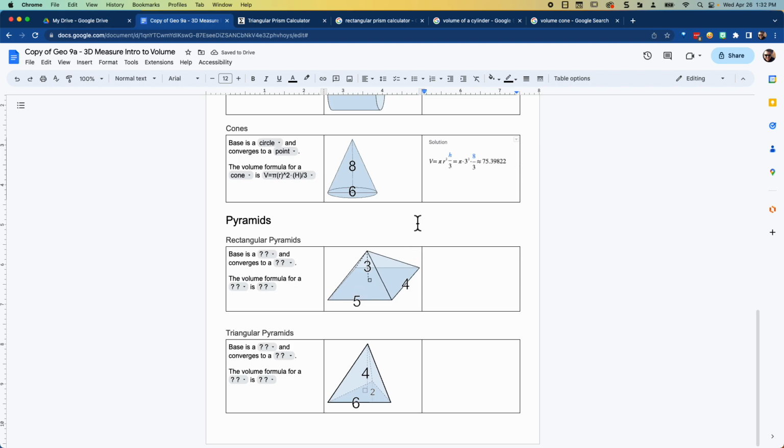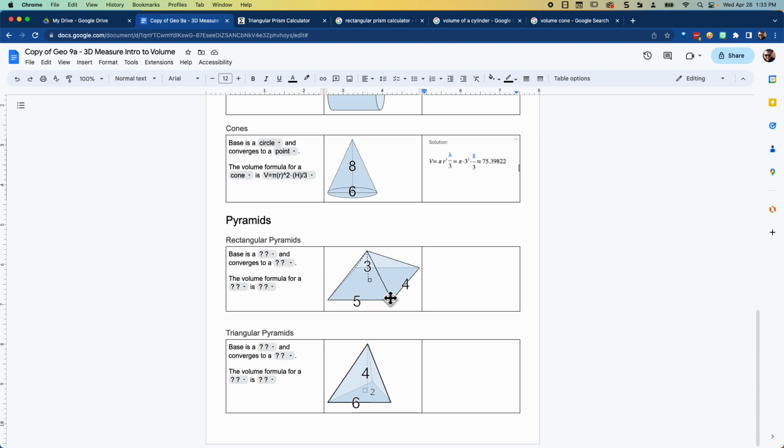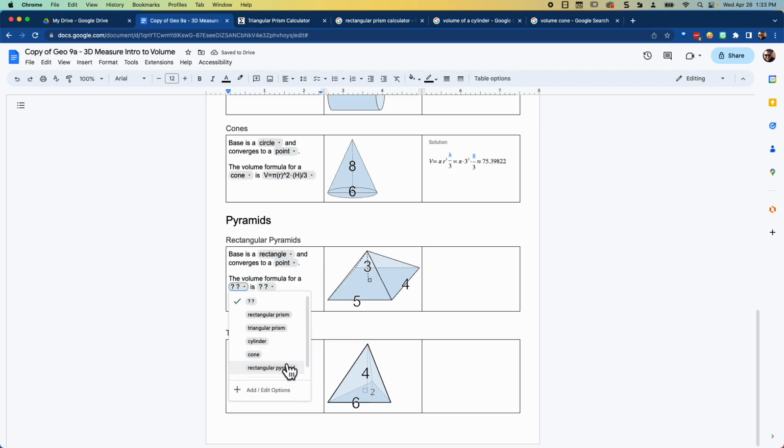A pyramid is very similar to a cone in that you're finding the volume like you would for its sister shape. So in this case, it's related to a rectangular prism. So it's going to have a length times width times height. But because it comes to a point, the volume formula for a rectangular pyramid is length times width times height divided by 3.